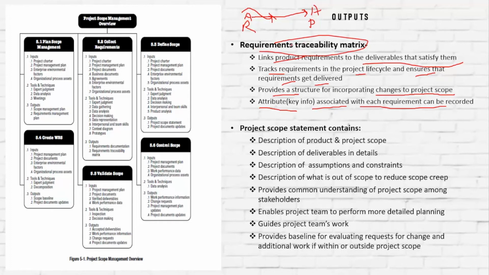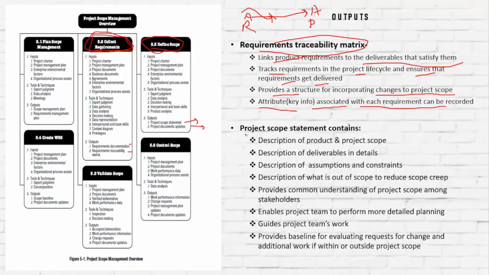Where do we get the requirement traceability matrix? Where we collect requirements. So what are the two outputs of collect requirements? The requirements traceability matrix and requirements documentation. The define scope step gives us the project scope statement and project documents updates.